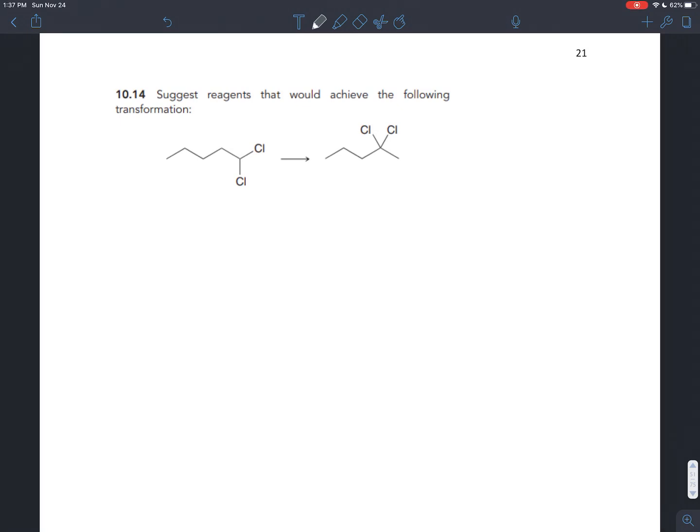Exercise 1014 is asking you to turn this molecule on the left into this molecule on the right. And the first step toward doing that is just to recognize what changed. If you see that and you're like, I have no idea, the first step is just to highlight what changed.